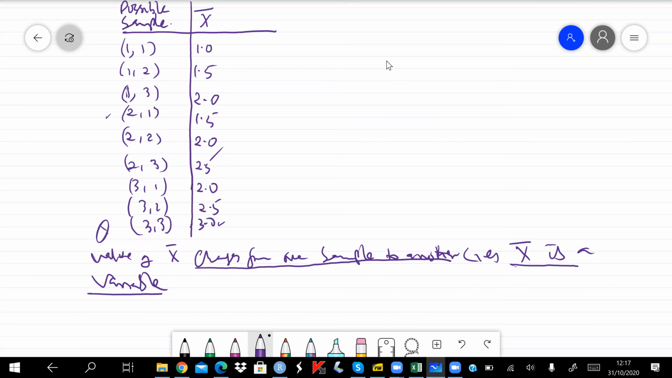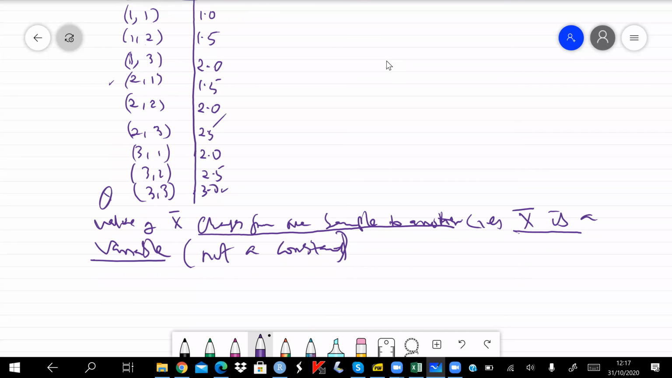X bar is a variable. Okay, the opposite is not a constant. If you were getting the same value for everything here, then we would claim that X bar is a constant. But in this case, we notice that X bar is not a constant. X bar is a variable. Okay, and this is the logic that we're using here.